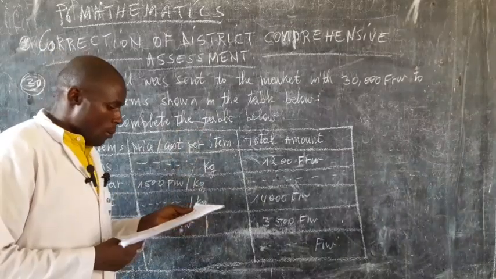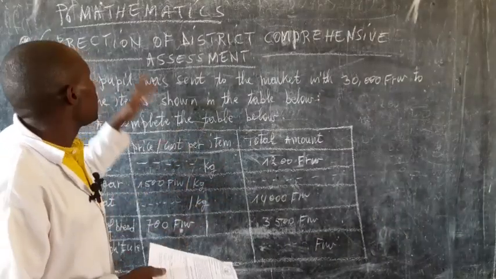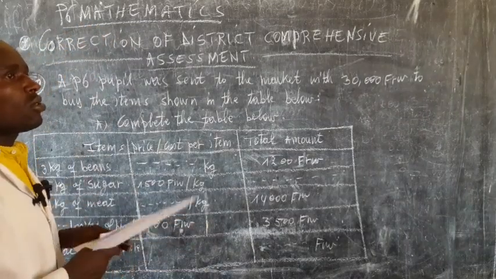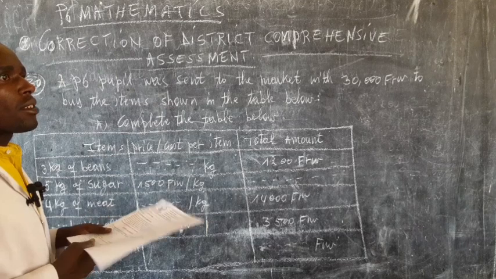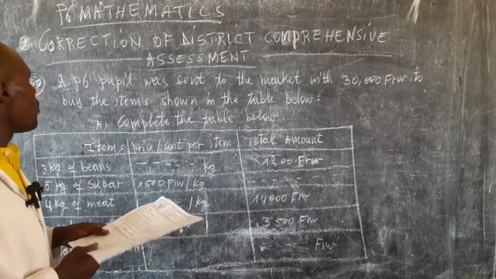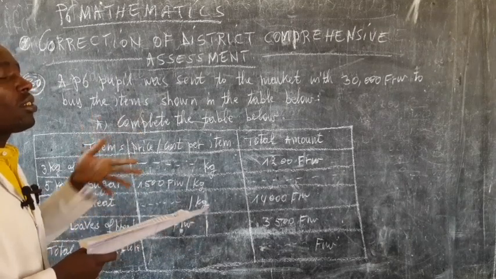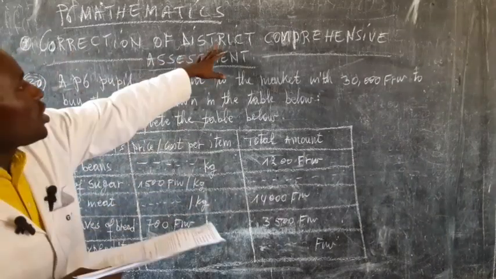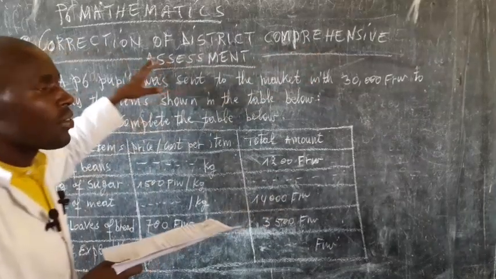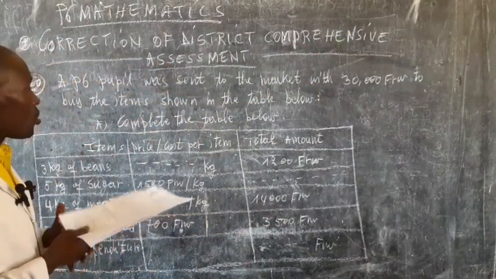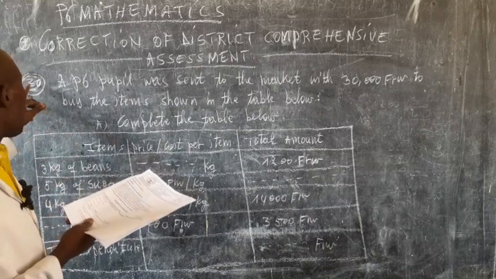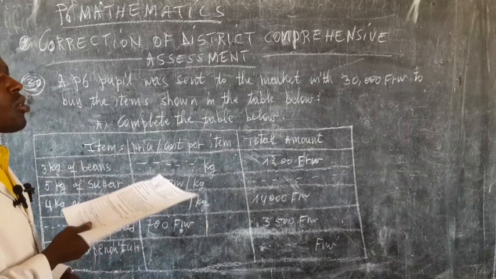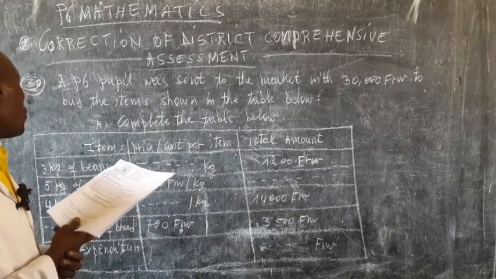Ladies and gentlemen, today we are in the P6 class, mathematics. As I told you in different statements, I have given you different series of questions to be corrected in the district comprehensive assessment. So now we are going to correct question number 13, which is the last one, in order to go until the first question.